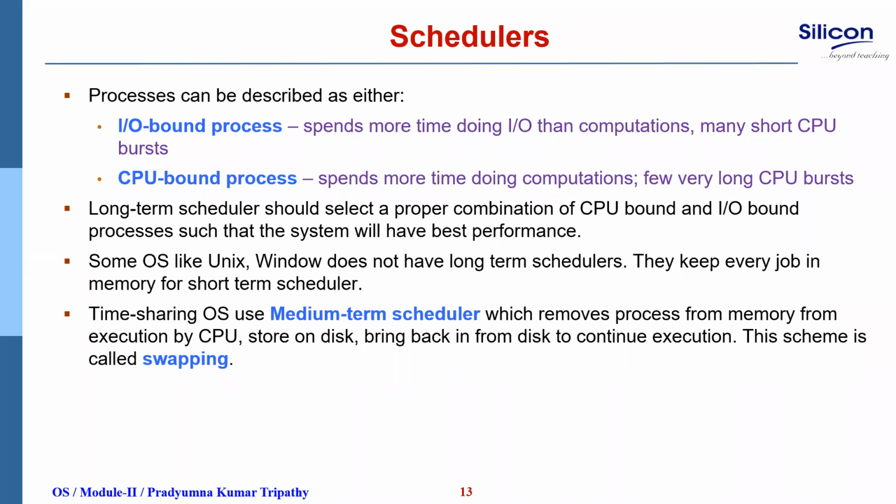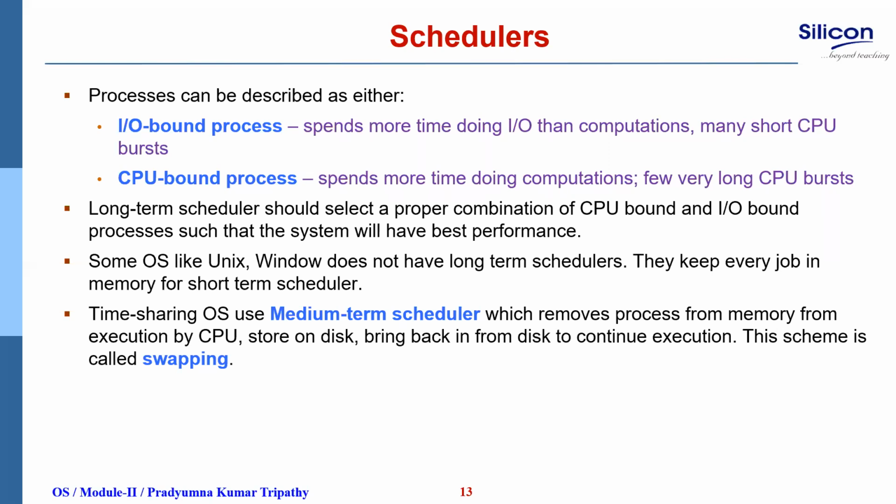Correct? Some operating systems like Unix and Windows don't have long-term schedulers. They keep every job in memory for the short-term scheduler. Instead of selecting some jobs and putting them in the ready queue, they put everything in memory. They keep every job in memory for the short-term scheduler.